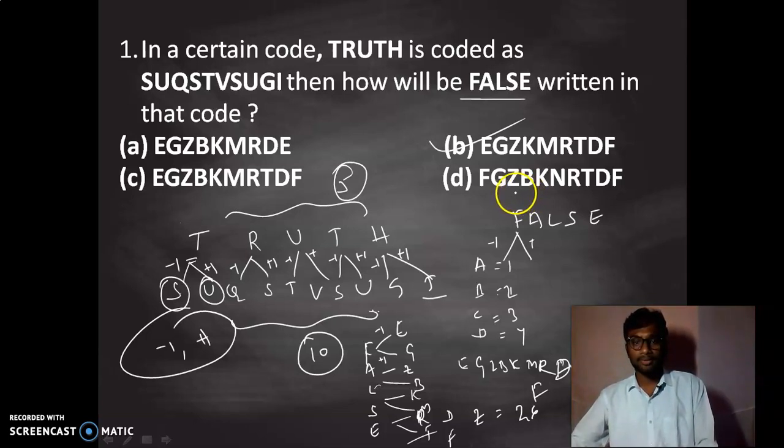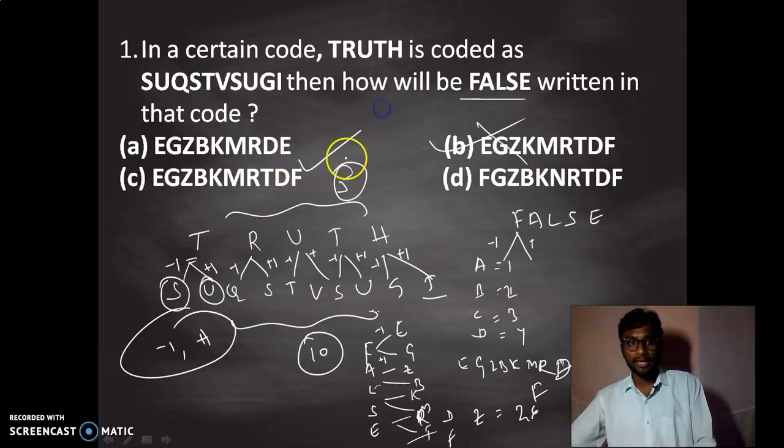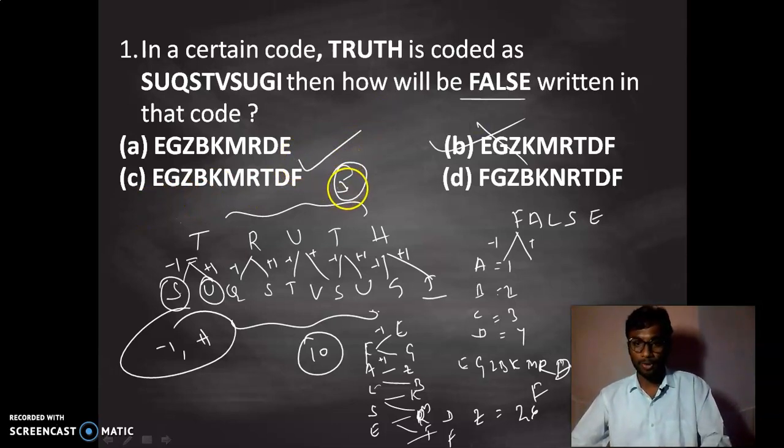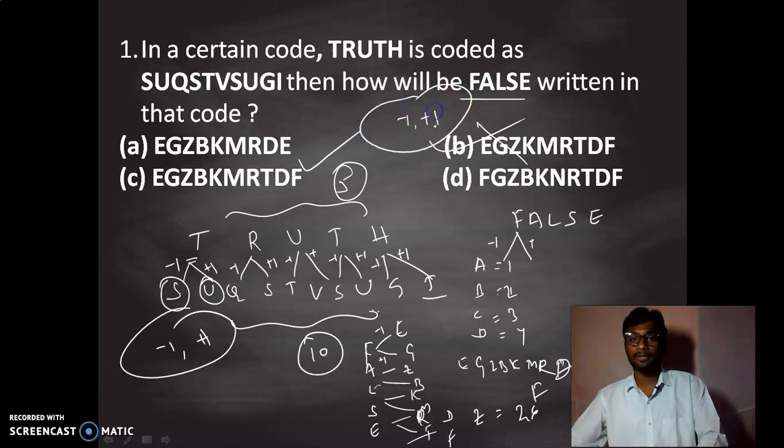So the answer is E, G, Z, B, K, M, R, T, D, F. Option C is the right answer. I hope you understood, right? Minus 1 plus 1 is the logic.